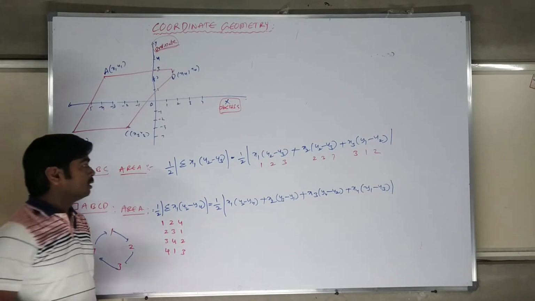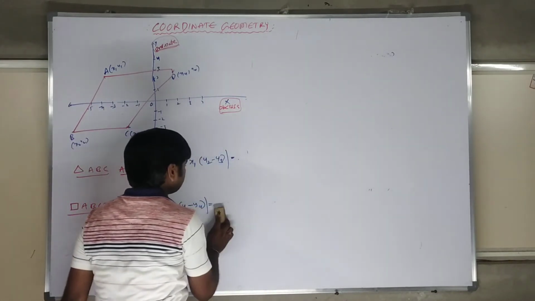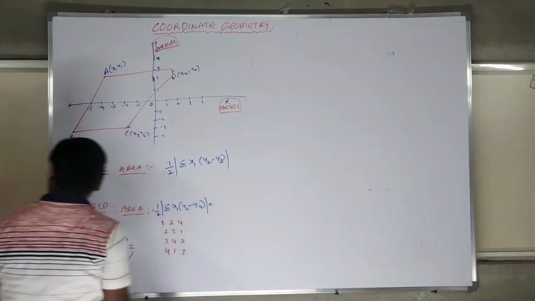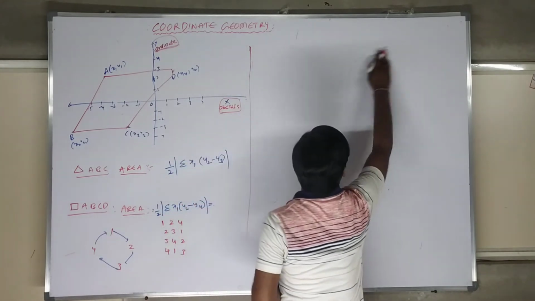This is very easy. Now let us go to another concept called collinearity. The concept of collinear. This is how the question will come in the examination.